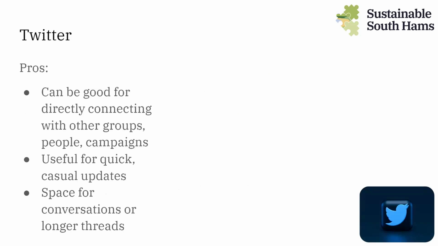Twitter, quickly. Pros for Twitter is it can be good for directly connecting with other groups, people, campaigns. You can do these very quick casual updates. You can say, oh, we're doing this thing, we're doing that thing. You can also have space for these conversations, these longer threads. You can connect directly with the group the next town over, but also with someone like George Monbiot. There's a lot of space to have conversations and interconnect with people.